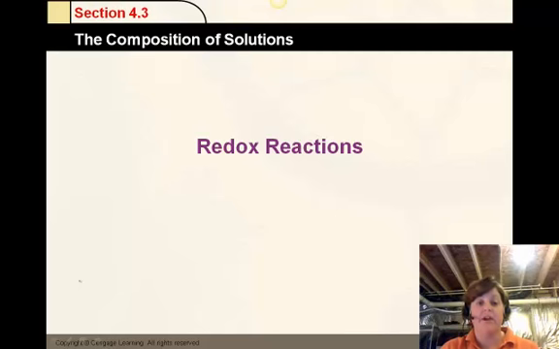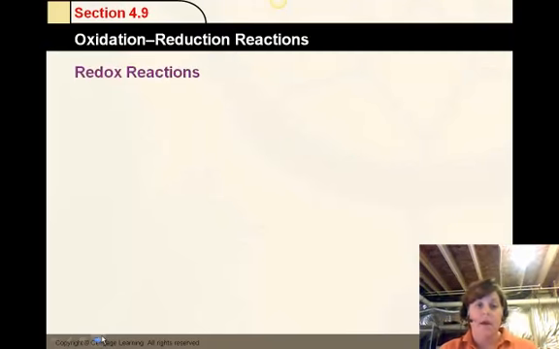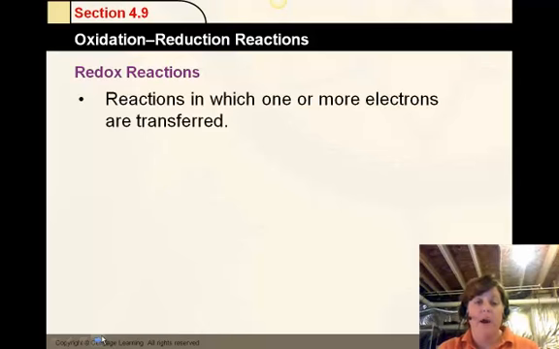This is a discussion of redox reactions. Redox reactions are really also called oxidation reduction reactions. They go hand in hand. What are they? Well, they are reactions in which one or more electrons are transferred so that one species gains electrons and one loses electrons.